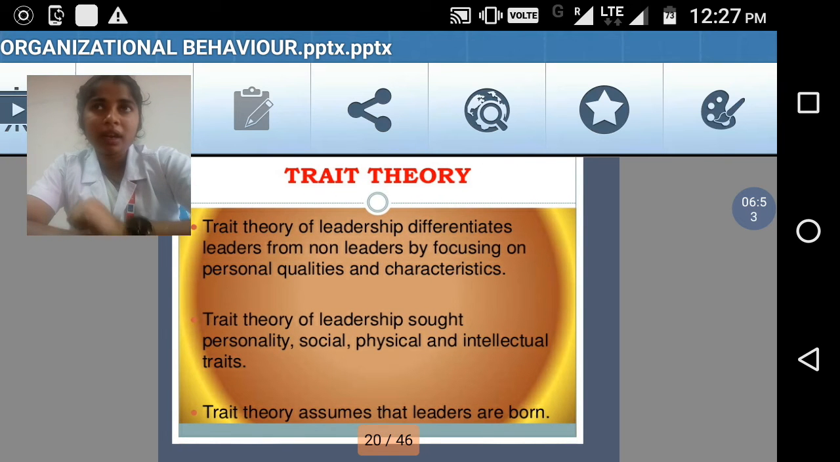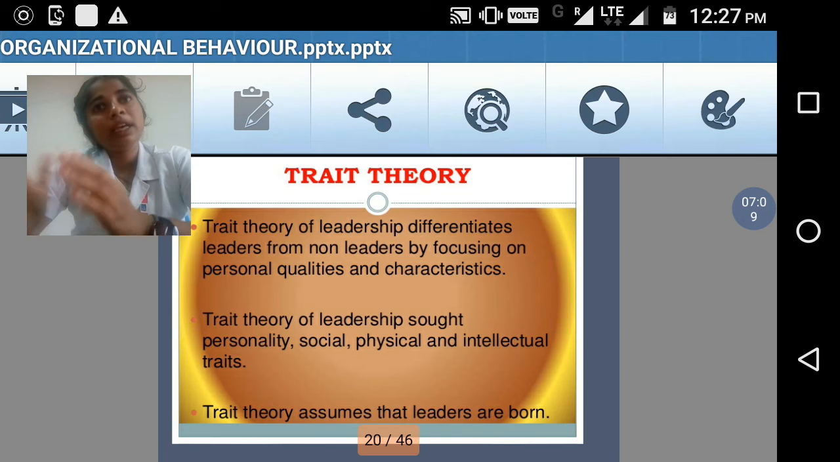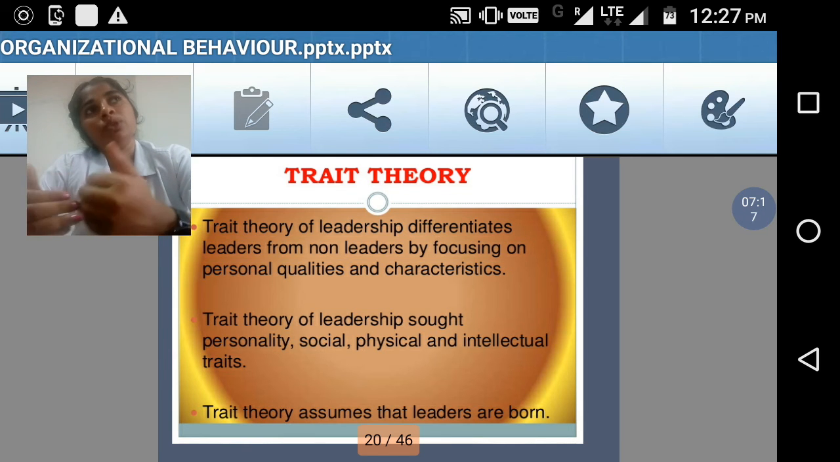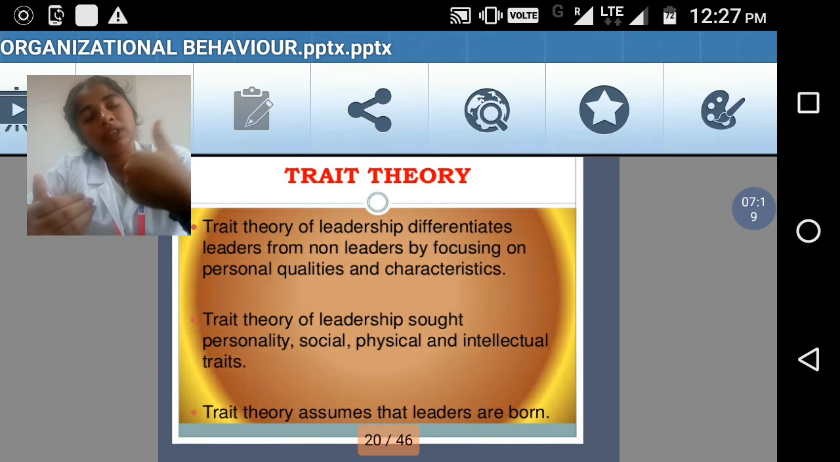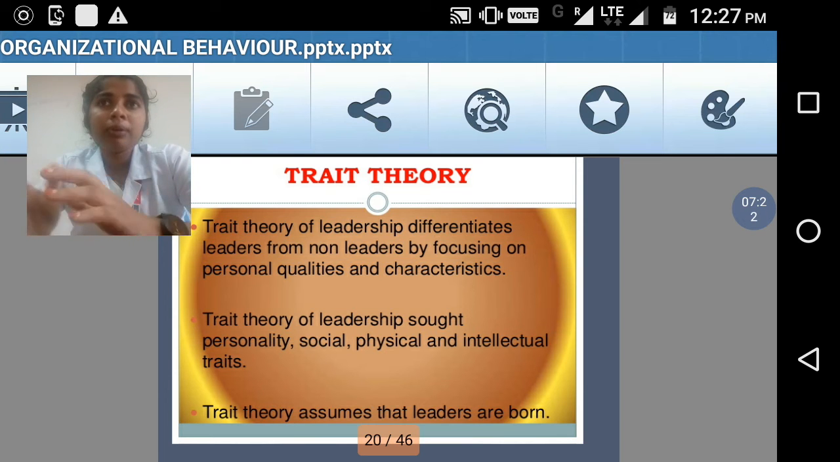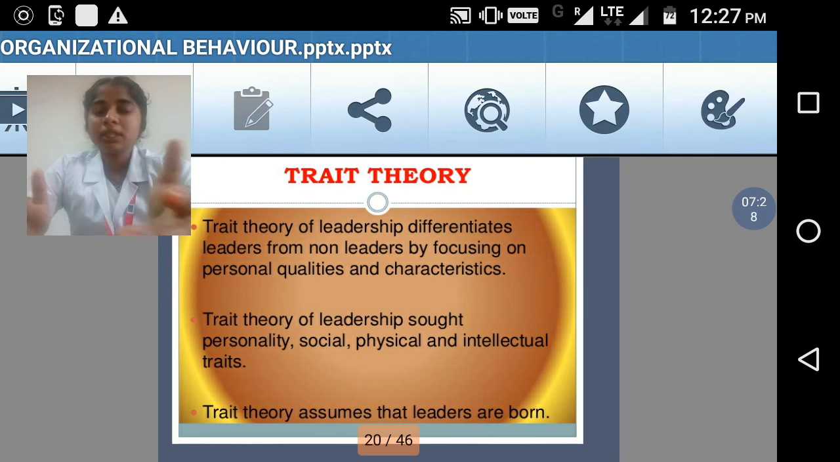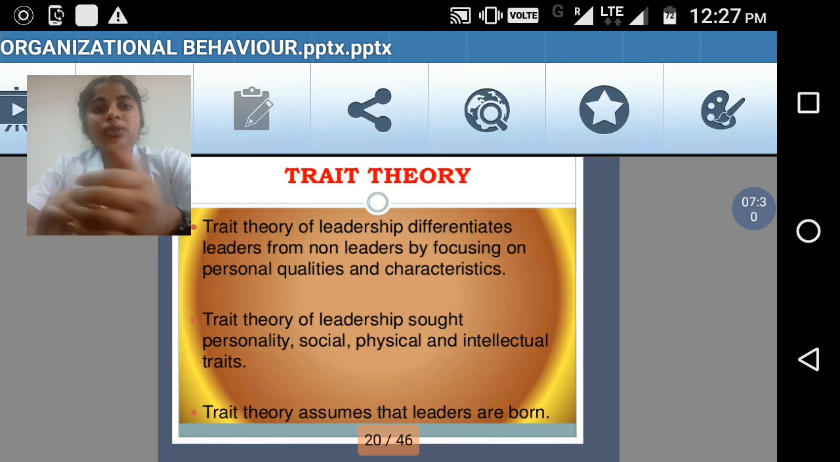The next one is trait theory. So let us see the trait theory. Trait means some characteristics. So which kind of characteristics? Trait theory of leadership differentiates leaders from non-leaders. It explains leaders from non-leaders by focusing on personal qualities and characteristics. How people are differentiated from one another based on their characteristics, personality, behavior and attitude. That is explained by the trait theory.